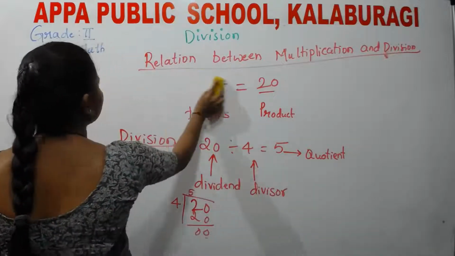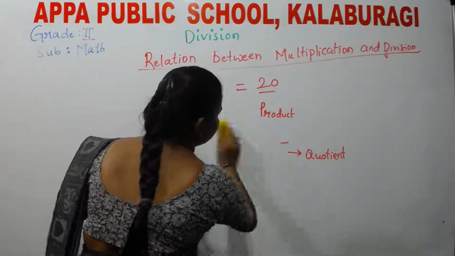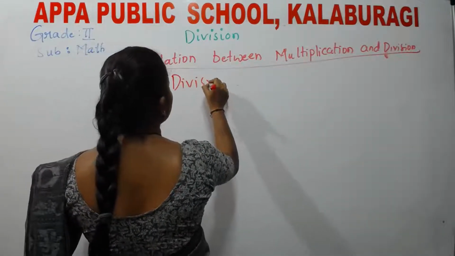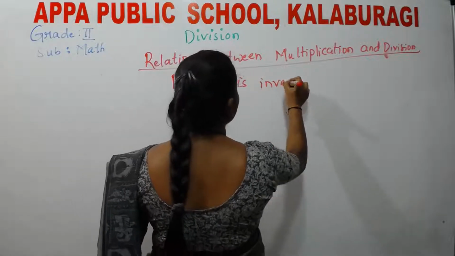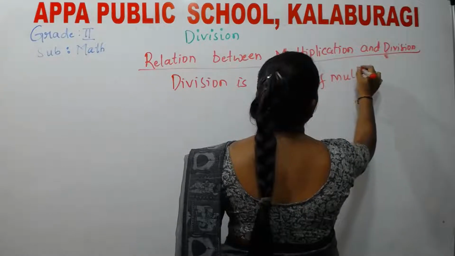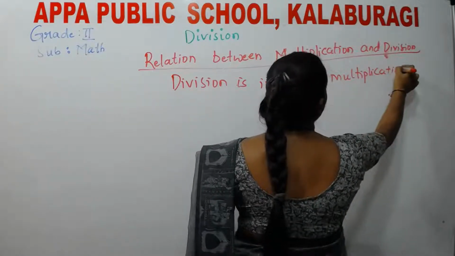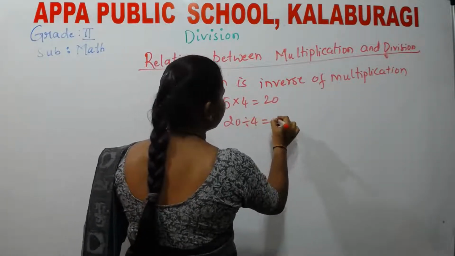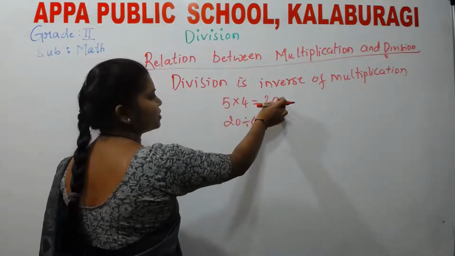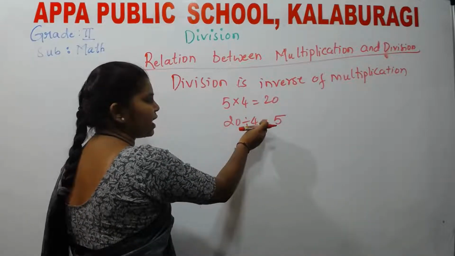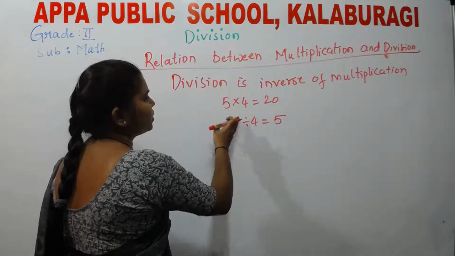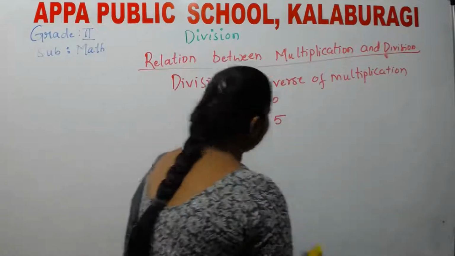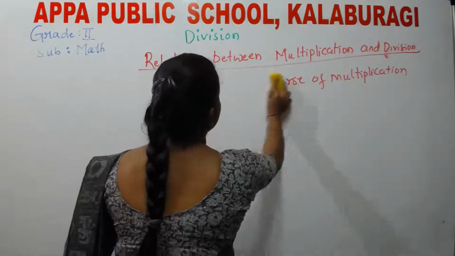Let us see. Division is inverse of multiplication. As we had 5 into 4 gave us 20, 20 divided by 4 gave us 5. These two were factors and this was a product. When a product is divided by one of the factors, we get the quotient. That is, both are inversely related. That is, division is inverse of multiplication. Now let us see this through an example.